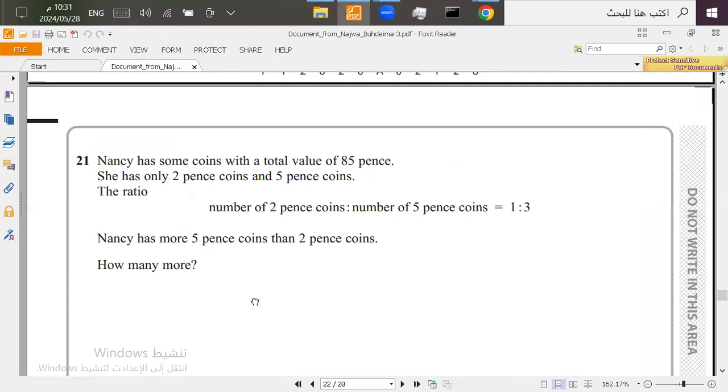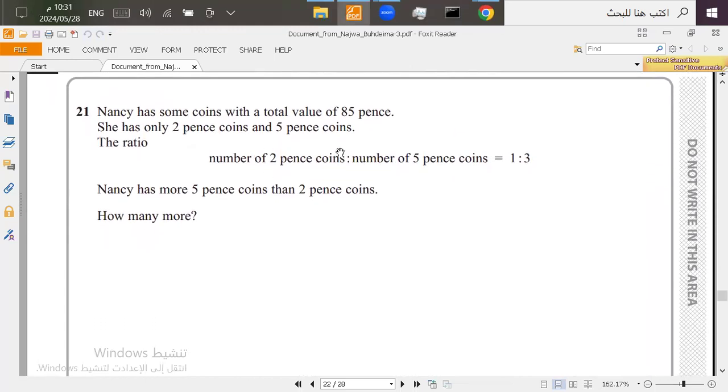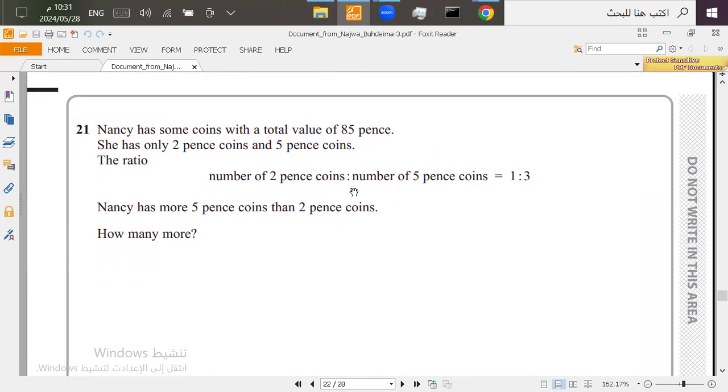Question 21. Nancy has some coins with a total value of 85 pence. She has only 2 pence coins and 5 pence coins. The ratio of the number of 2 pence coins to the number of 5 pence coins is 1 to 3. So these are the 2 pence, this is the 5 pence. Nancy has more 5 pence coins than 2 pence coins. How many more? So this is the total value, not the total number. And the ratio is 1 to 3. And all of them are 2 or 5 pence.